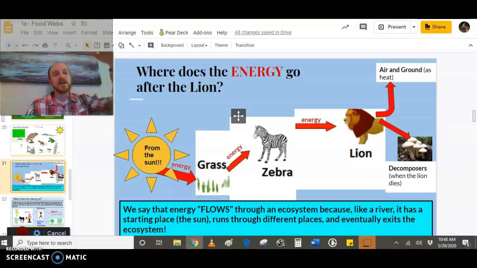So go back and do slides 1 through 20, because after slide 20 we were doing the same thing, but I'm kind of teaching you a different thing. Slides 1 through 20 are practicing the vocab, practicing drawing arrows in the right directions. After that, we start thinking about what happens to energy when it leaves the ecosystem.